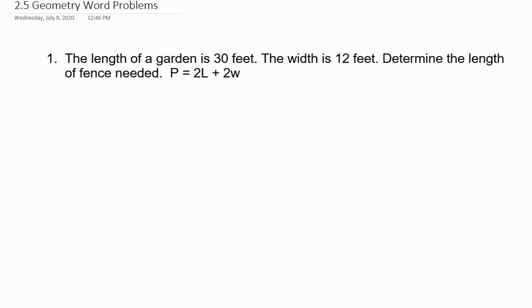Okay, this lesson is from section 2.5 and it is on geometry word problems. Problem number 1, the length of the garden is 30 feet. The width is 12 feet. Determine the length of fence needed. And we are given our formula, perimeter equals 2 times the length plus 2 times the width.